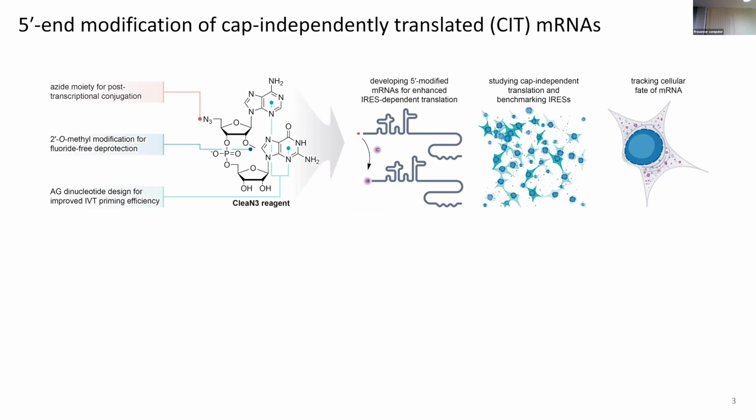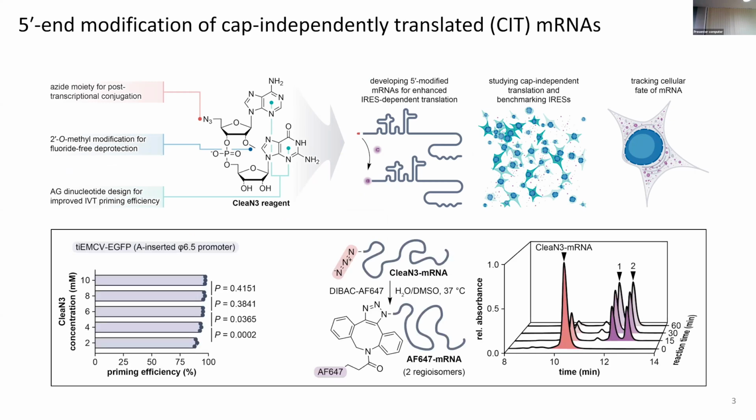So we used a similar reagent, but instead of the part that interacts with the eIF4E protein, we used azides that enabled modification of the mRNA using click chemistry. This reagent can, similarly to CleanCap, be very efficiently incorporated into the mRNA. As you can see here, it works very well at a broad range of concentrations. And the mRNA that incorporates this reagent can be very easily post-transcriptionally modified using strain-promoted azide-alkyne cycloaddition. In just 1 hour, we can achieve a complete conversion.